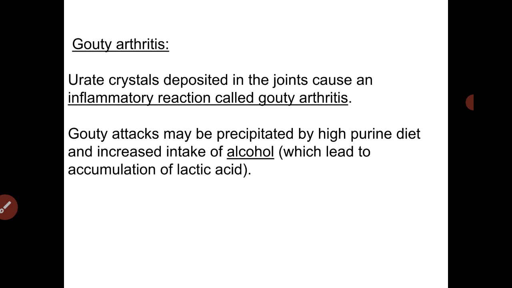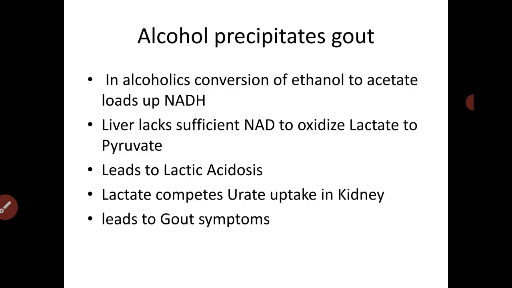So when alcohol is consumed, the conversion of ethanol to acetate will utilize NAD. Now, due to increased utilization of NAD, the NAD available in the liver for the conversion of lactate to pyruvate is decreased. Therefore, lactate gets accumulated, causing lactic acidosis. Now, this lactate will compete with the uric acid for excretion at the renal tubular cells. Now, lactate is excreted more at the kidneys, whereas uric acid gets accumulated in the blood. This leads to hyperuricemia or precipitation of gouty symptoms.